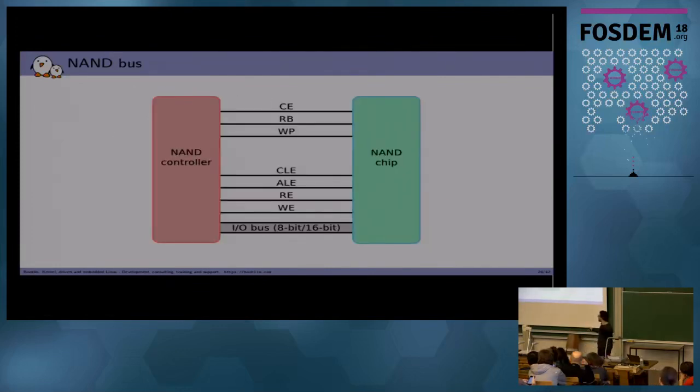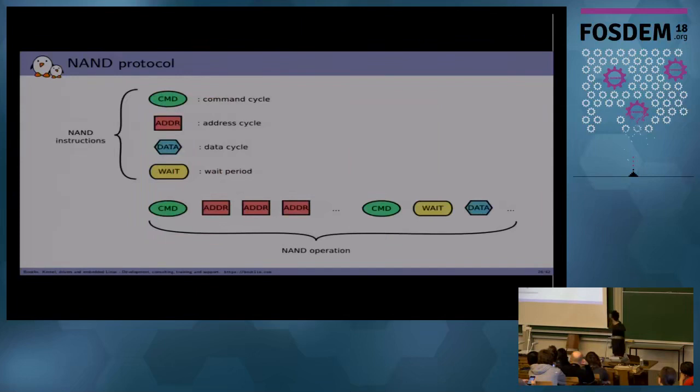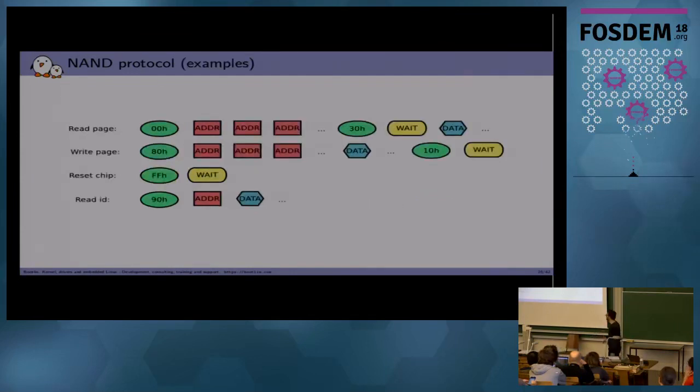Of course, when command or address cycles are asserted on the bus, it's always a write, and it's always this pin that is asserted because the NAND controller is the master. So when you put together command, address, data, and wait cycles, which are NAND instructions, you get a full NAND operation. So let's see how a real NAND operation looks.